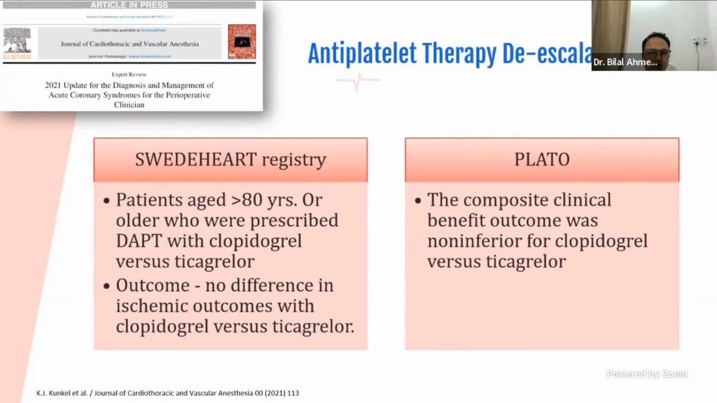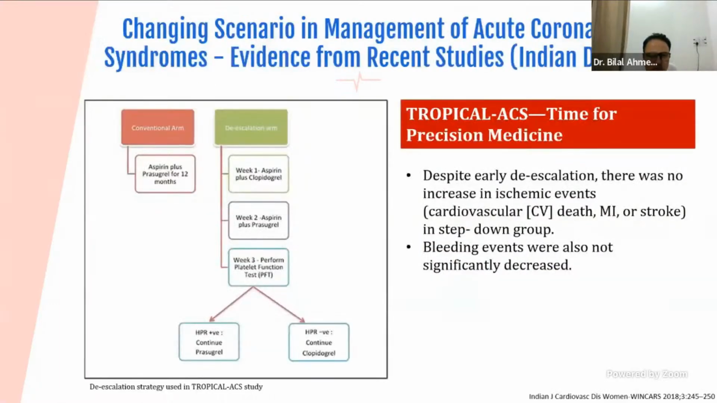There was the TRITON trial for prasugrel and the PLATO trial for clopidogrel versus ticagrelor. Clopidogrel was followed for around 3 years as compared. So ticagrelor was superior.